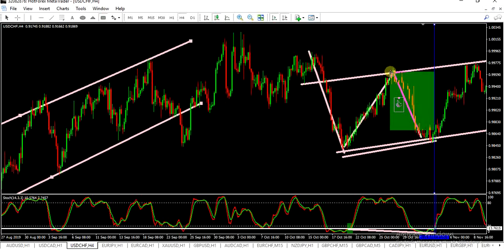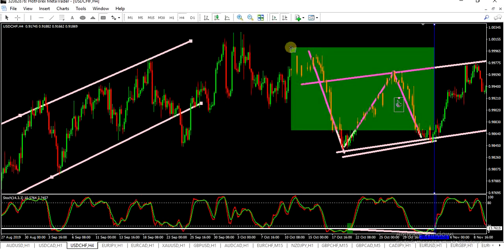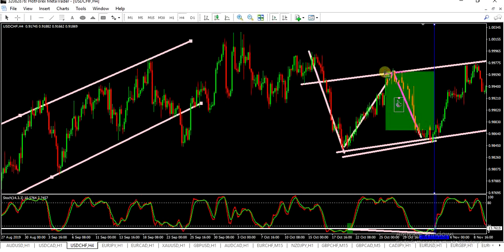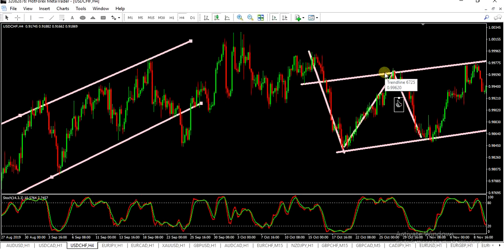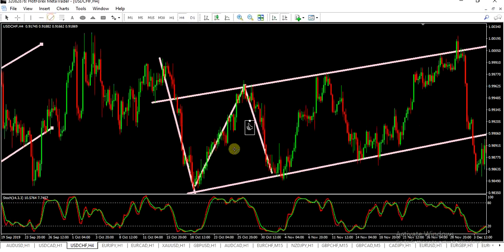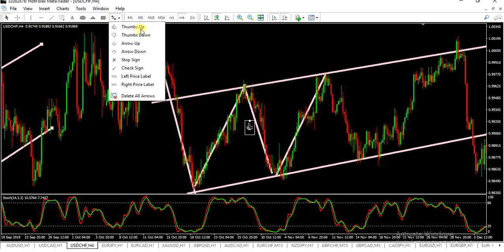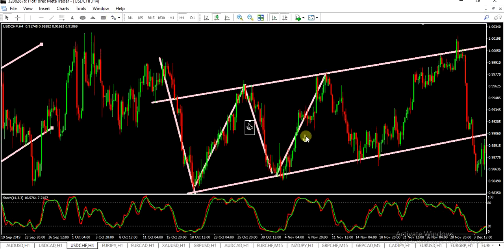Now all the way to our previous resistance level. Not here. All the way to our previous resistance level. Have you seen that, guys? So this one again was another winning trade for us, because we've taken the trade all the way up here. All the way up. And this was our second winning trade.